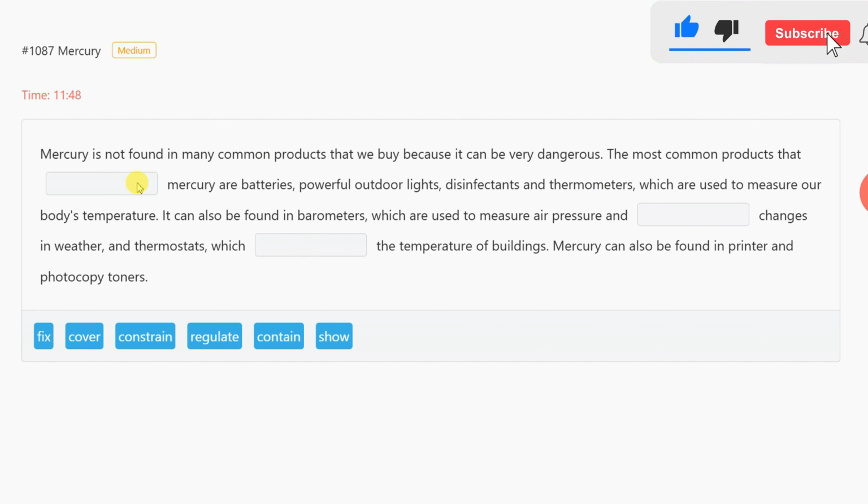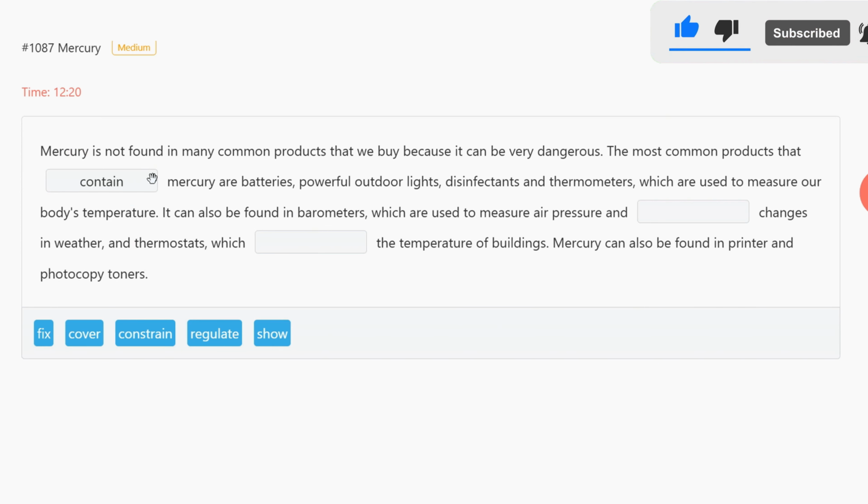Okay, now move to the first blank. The most common products that dash mercury are batteries, right? So options are fix, cover, constrain, regulate, contain, and show. The correct answer for our first blank is contain. Let's try to understand why we have chosen contain and why the other options have not been selected. Contain is used to hold or include something within itself, right? Grammatically, contain is a verb correctly describing products that have mercury inside them.